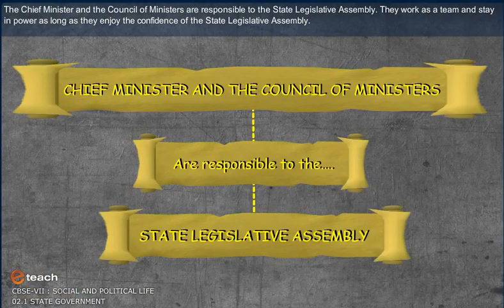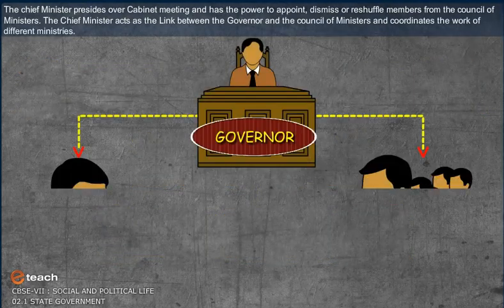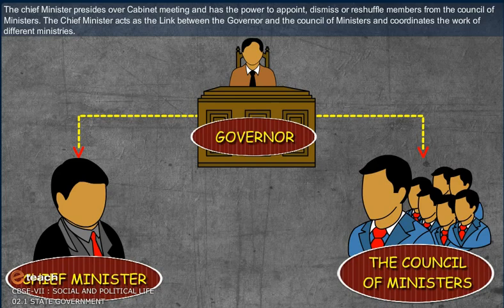The Chief Minister and the Council of Ministers are responsible to the State Legislative Assembly. They work as a team and stay in power as long as they enjoy the confidence of the State Legislative Assembly. The Chief Minister presides over cabinet meetings and has the power to appoint, dismiss or reshuffle members of the Council of Ministers. The Chief Minister acts as the link between the Governor and the Council of Ministers and coordinates the work of different ministries.